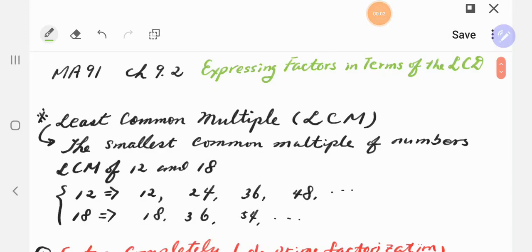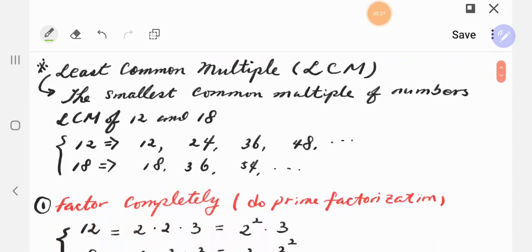Chapter 9.2, Expressing fractions in terms of the LCD. Before we do the LCD, we have to know how to find the LCM. LCM stands for the least common multiple. The least common multiple is the smallest common multiple. It's a common multiple which is the smallest.